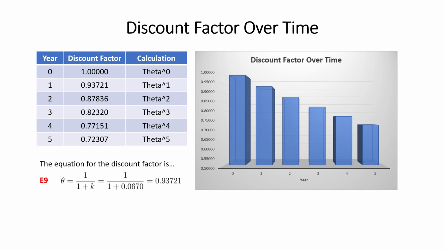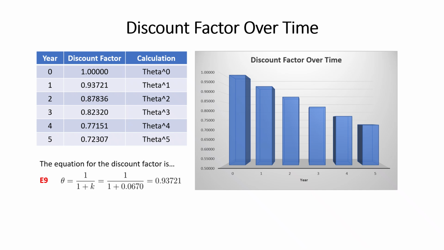What would I pay, cents on the dollar, for that final payment? I would pay theta to the 5th power, which is 0.72307. So what that says is that for my coupon payment and the face value at the end of the bond term, I'm willing to pay approximately 72 cents on the dollar today for that payment to be received at the end of year 5.